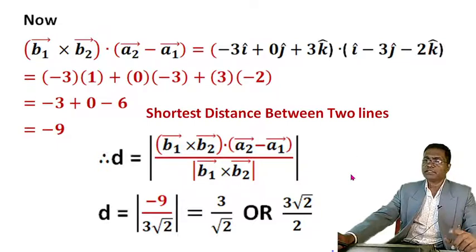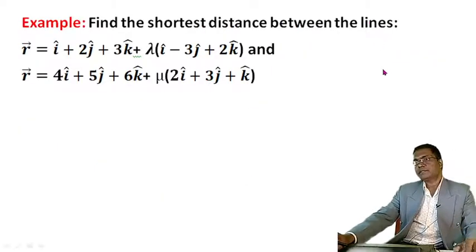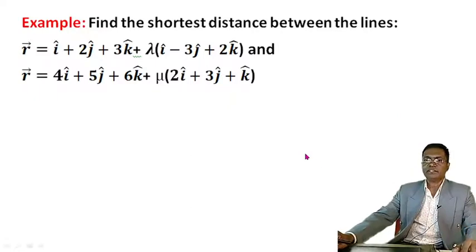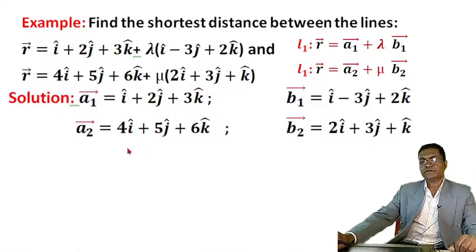So let's have one more example. Find the shortest distance between the lines, this and this. Better to note it down. Comparing these two equations with the standard vector equations, what are the a1, a2 vectors and b1, b2 vectors? So comparing these two with this, this is your a1, a2, and this is your b1, b2 vectors.